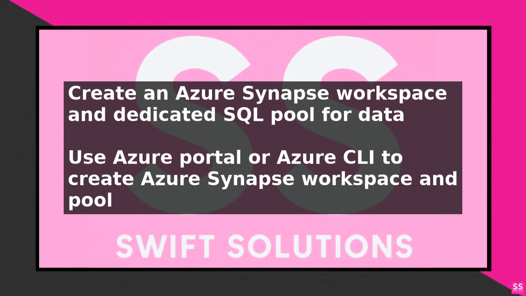When configuring the Event Hub source activity, you need to specify the Event Hub namespace, Event Hub name, and the consumer group. You also need to specify the authentication method, which can be either connection string or managed identity. When configuring the SQL pool sink activity, you need to specify the dedicated SQL pool name, database name, and table name. You also need to specify the write batch size and write batch timeout.